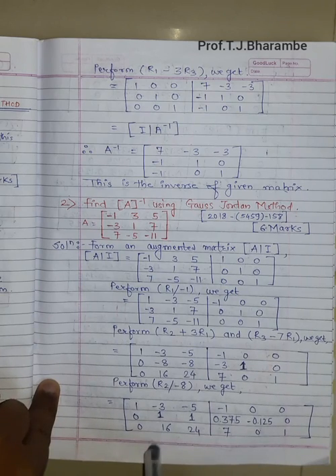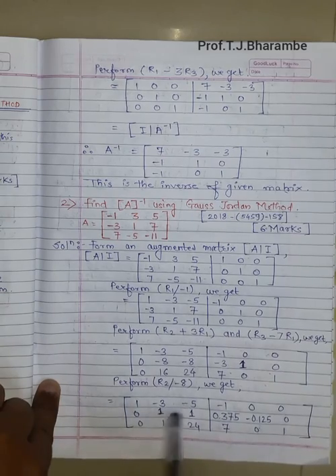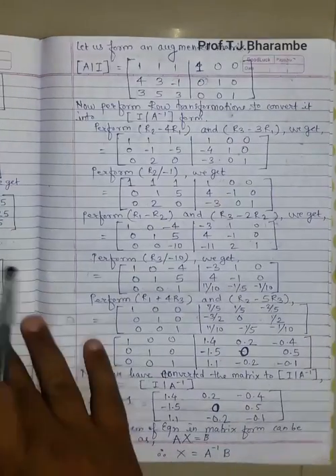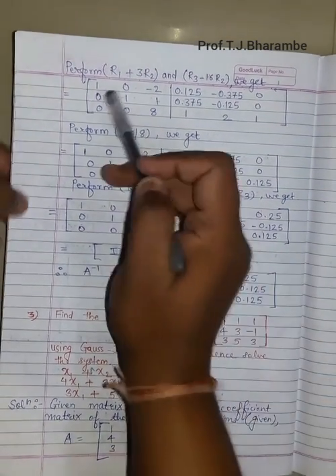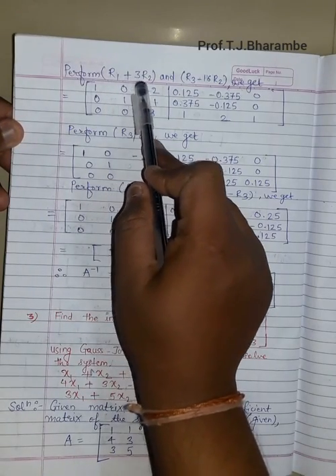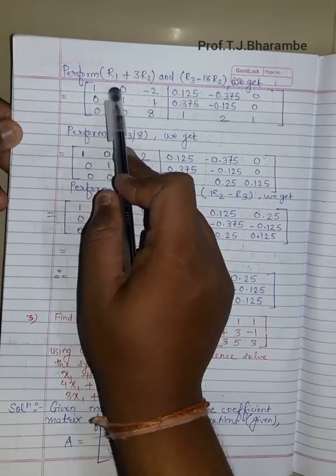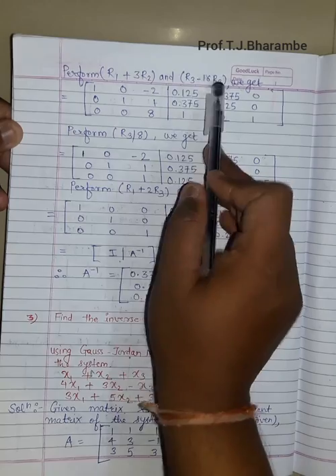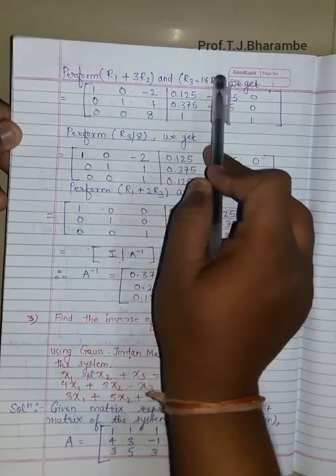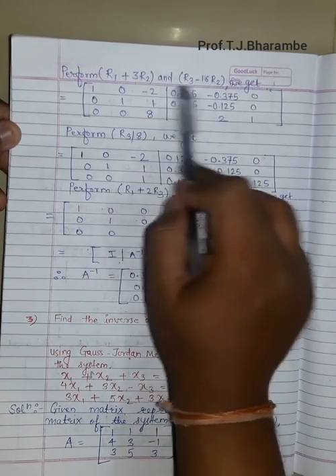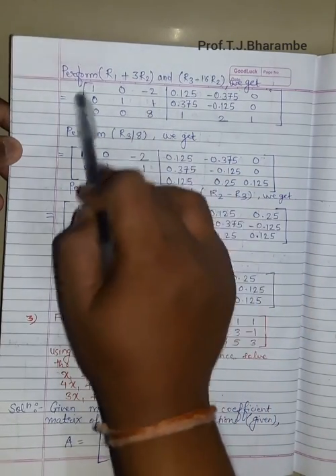So see on the next page, we are also going to perform some row transformation on row 1 as well as row 3 with the help of this row 2. Yes, you can see here. We have performed R1 plus 3 R2 in order to make this particular element 0, and R3 minus 16 R2 in order to make this particular element 0. After performing this, this particular sign has also changed due to this row transformation. So we have got this sort of matrix.